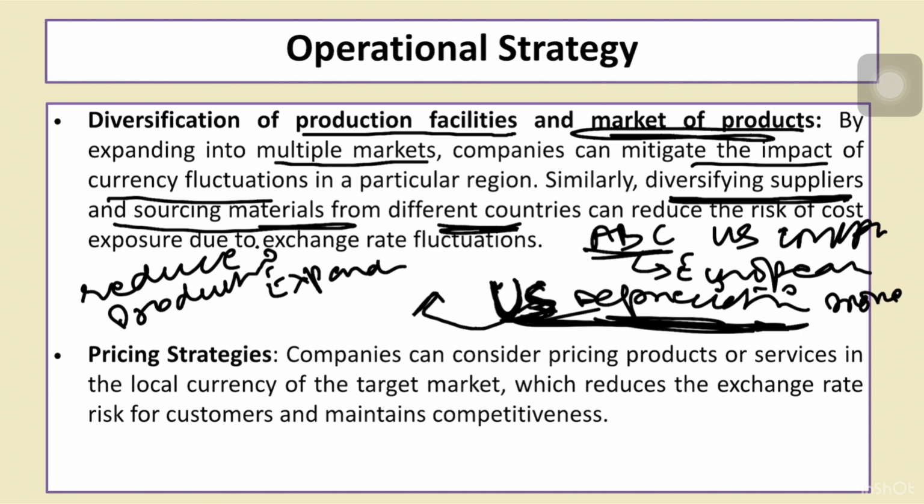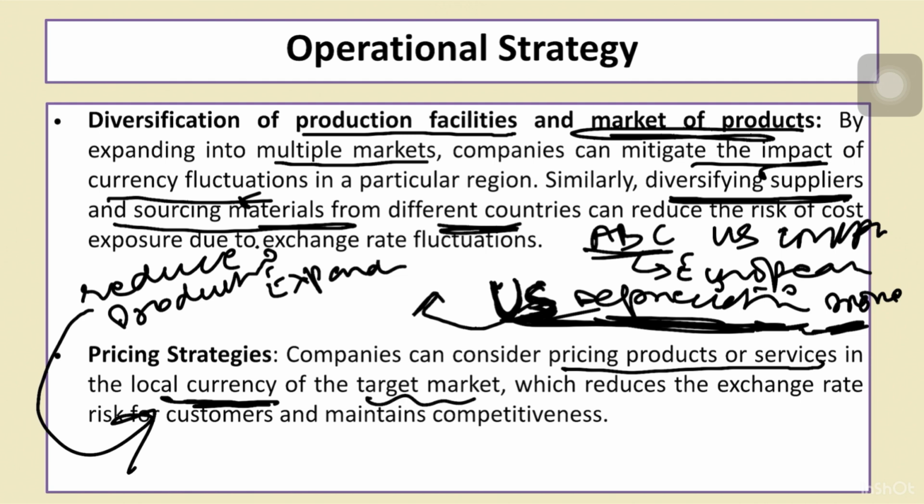The cost of operations or the cost of production due to US dollar depreciation have become more, right? So thus it can diversify its suppliers and sourcing materials so as to reduce the cost of production, right? Another strategy is for the pricing strategies. Now what the company can do is that it can price the product or service in the local currency in the target market, right? So as to maintain the competitiveness and to reduce the risk for losing the customers.